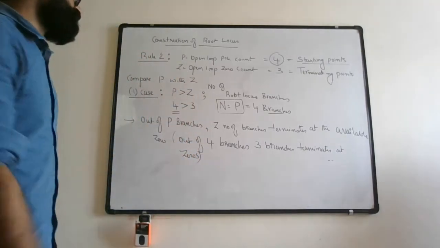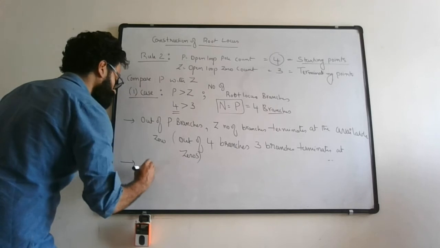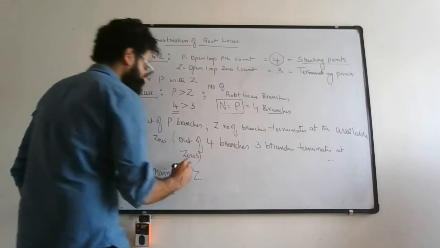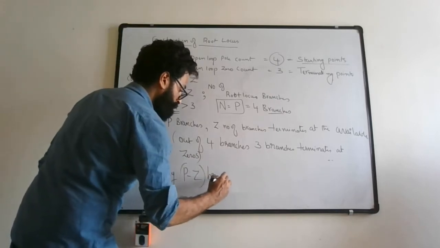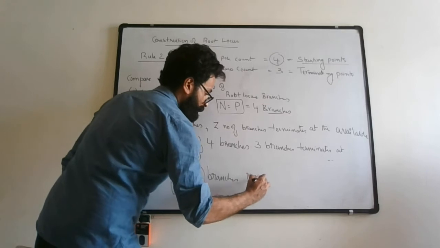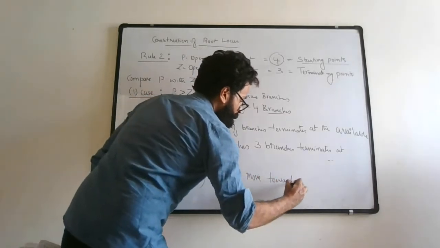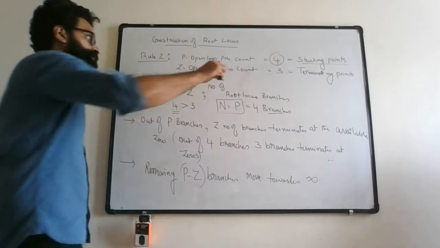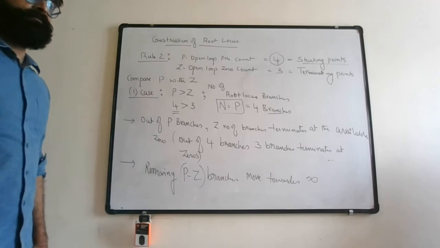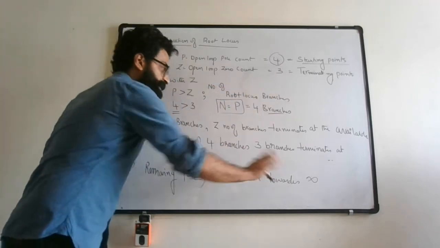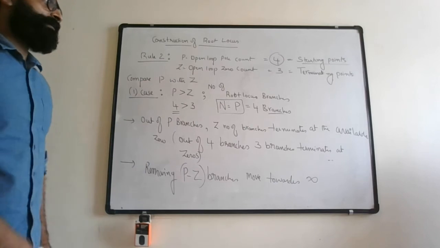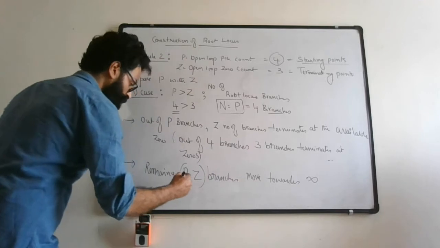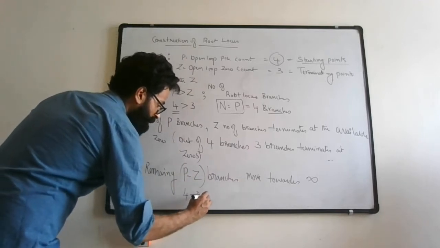Terminate at zeros. Okay. And the remaining P minus Z branches move towards infinity. Alright. So we started with 4 number of branches. Out of 4 branches, 3 are getting terminated at the available 0, and the left out count is 1. So one particular branch will move towards infinity. So in our case, 4 minus 3 is equal to 1.